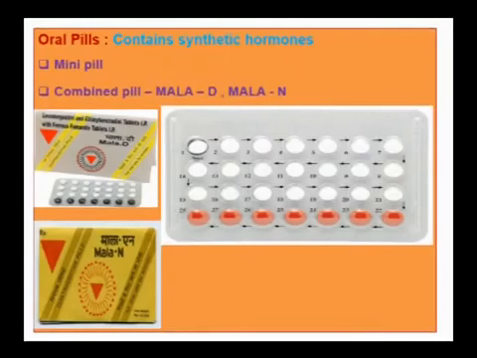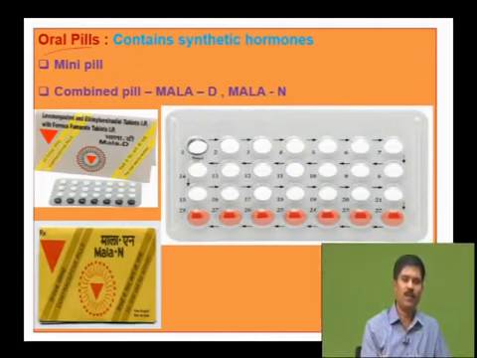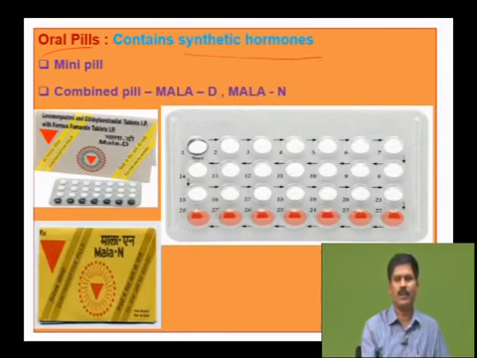Oral pills. The contraceptive pills that are taken orally in the form of tablets are called oral pills. They contain synthetic hormones like estrogens and progesterones. There are two types of oral pills, namely mini pills and combined pills. Mini pill contains only progesterone, whereas combined pills contain both estrogen and progesterone.